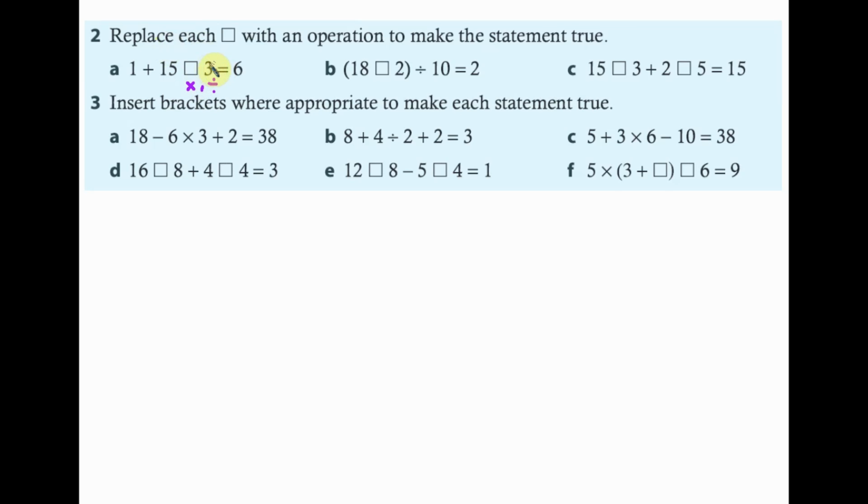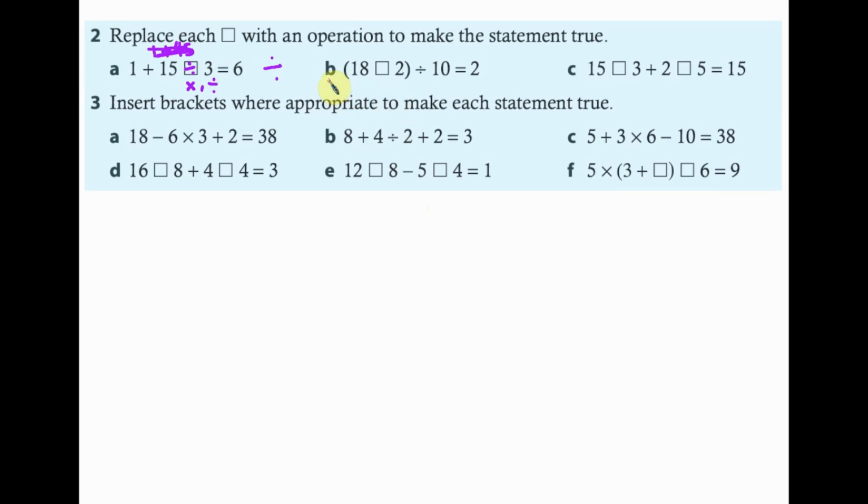15 times 3 is going to be 45. 45 plus 1 is not going to be equal to 6. What if I had division? If I had division, 15 divided by 3, I get 5, plus 1. I do get 6, so my answer will be division.